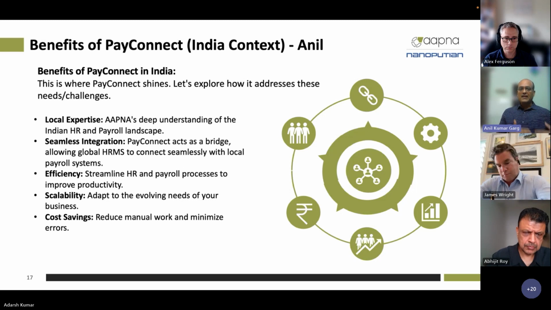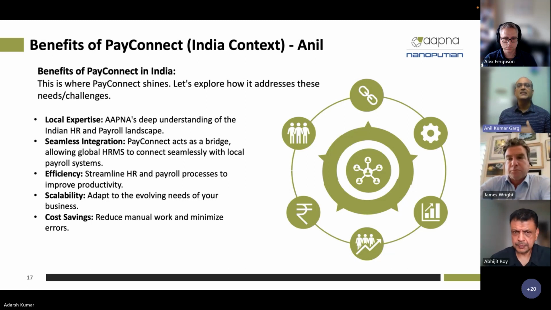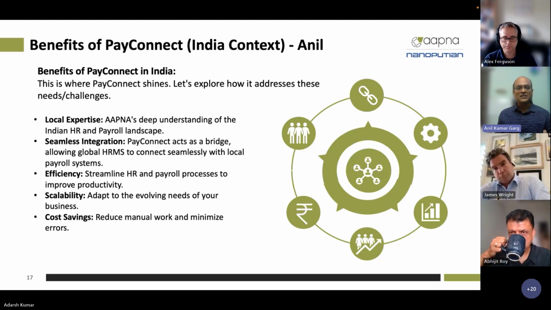Efficiency. With PayConnect, you can streamline your HR and payroll processes, significantly improving productivity. Say goodbye to manual data entry and time-consuming calculations. PayConnect automates it all for you. Scalability. As your business grows and evolves, PayConnect adapts with you. Its scalability ensures that you can meet the changing needs of your workforce and business with ease.